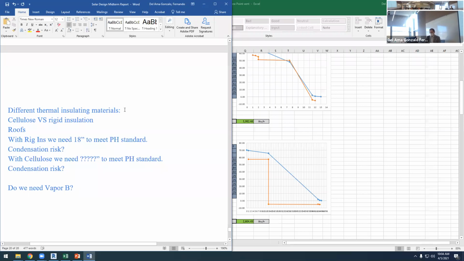I have tried two different thermal insulating materials, cellulose and rigid insulation. What happened in the roof? If we want to meet the passive house standards, we need this. With cellulose, I don't know how many inches we need, but we need more. And what about the condensation risk? Sure, this one is going to be better than this one. Can we solve something if we use a vapor barrier inside the cellulose? Well, if we use this, at least we don't have the condensation risk.